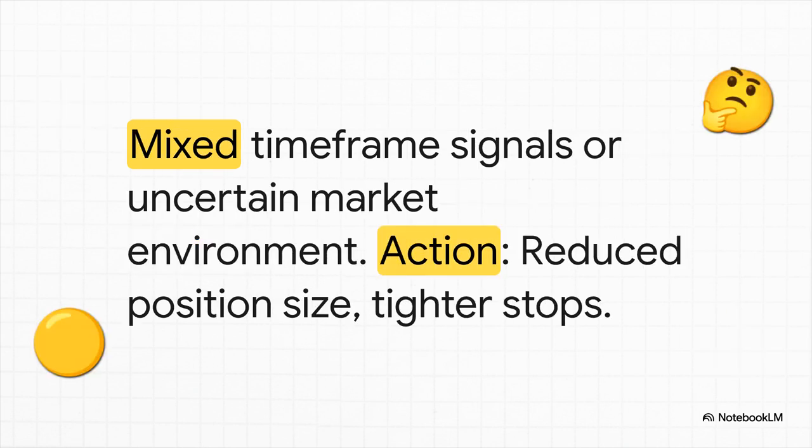But more often, you're going to find yourself in a yellow light situation. Maybe the monthly and weekly charts are bullish, but the daily is showing some weakness. This is a clear signal for caution. It doesn't mean you can't trade, but the professional response is to reduce your position size and tighten up your stop losses.